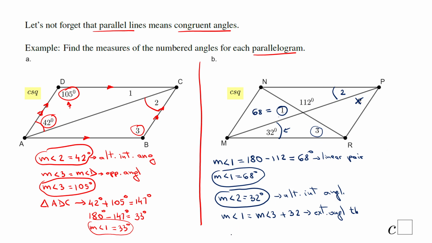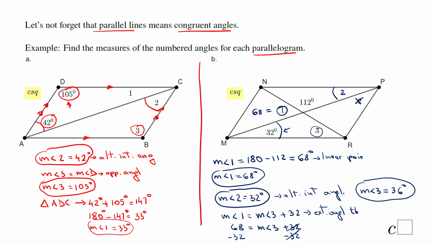So we have the measure of angle 1, which is 68, equals the measure of angle 3, the one we need to find out, plus 32. So we're going to subtract 32 on both sides. And we have here the measure of angle 3 will be 68 minus 32. And that will be 36 degrees. And we have all this angle here.